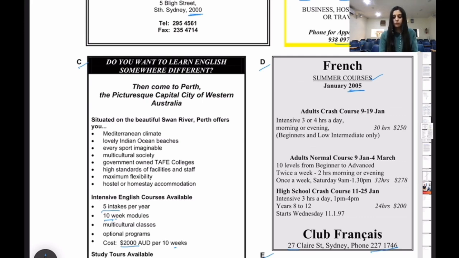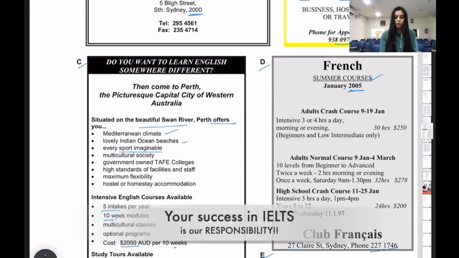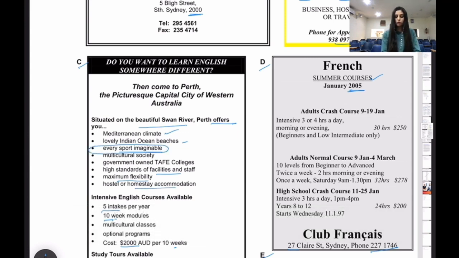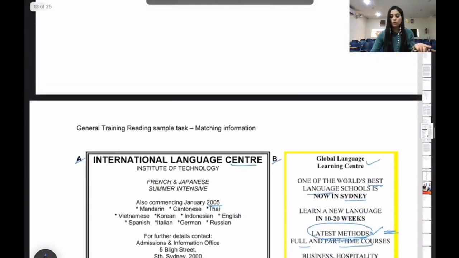So then come to Perth, which is the capital city of Australia, situated on a beautiful Swan River. Perth offers, what does it offer? The climate, oceans, every sport imaginable. Sport is outdoor activities, right? So outdoor activities, or something that's happening outside the class. So every sport imaginable, multicultural society, government owned colleges, high standards of facilities and staff, flexibility, homestay accommodation. So here this is the part that's important. So every sport imaginable is available at your disposal. You can access all of that.